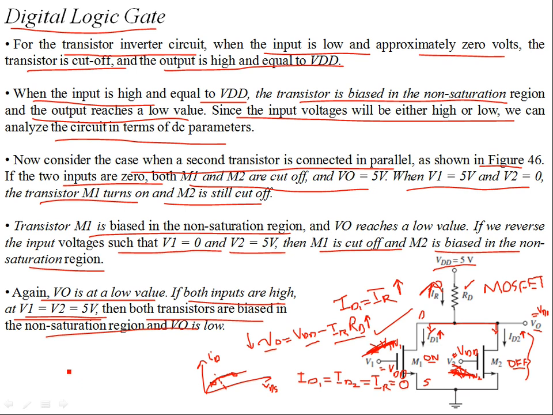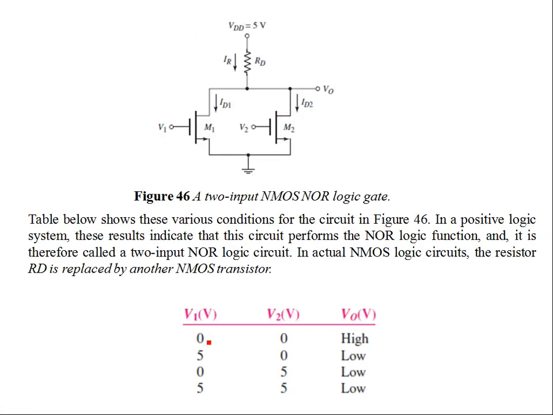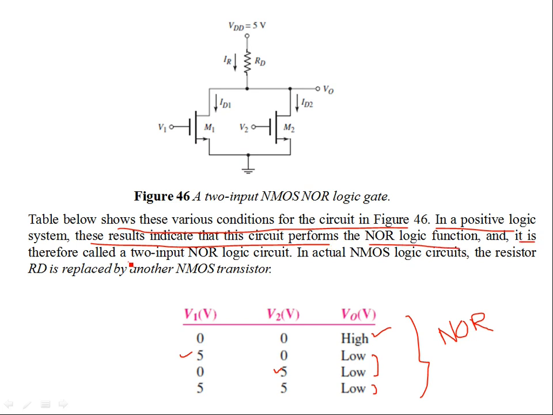So the idea is that you can summarize this in a table. When both transistors are off, the output is high. When either one is on, V1 or V2, M1 or M2, the output is low. But when both are on, the output is again low. This is a classical example of a NOR logic function, the opposite of what an OR logic gate does. This table shows the various conditions for the circuit as we have discussed. So in a positive logic system, these results indicate that the circuit performs a NOR logic function, and it is therefore called a two-input NOR logic circuit.